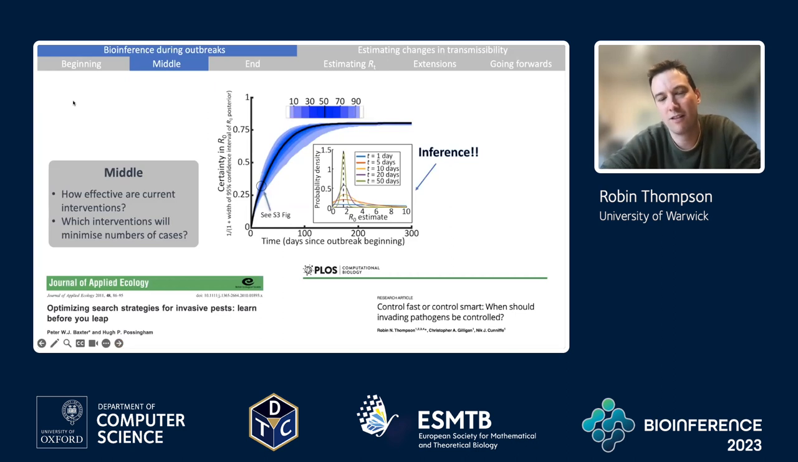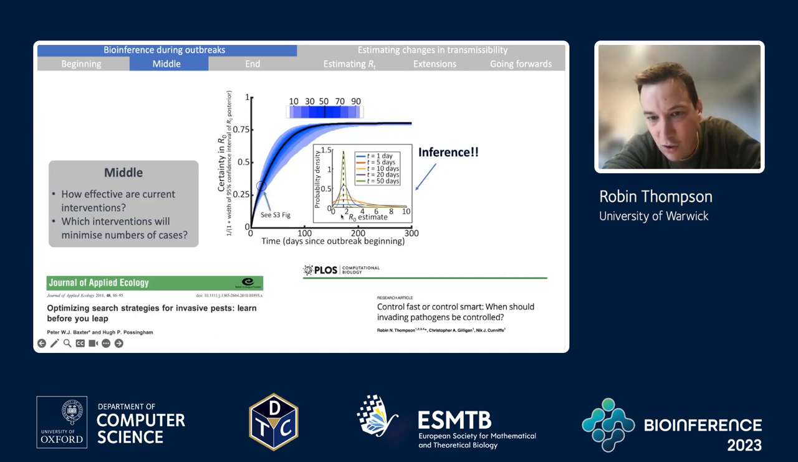Something else I wanted to highlight, just because I think it's perhaps an interesting example of where inference has great potential in mathematical epidemiology, is this example here. In particular, I'll draw your attention to the inset. In this inset, what we've got is posterior estimates of the basic reproduction number of a pathogen. Again, that's just a number characterizing pathogen transmissibility. And each line in this inset represents different times during an outbreak.